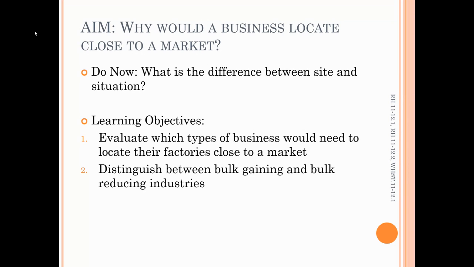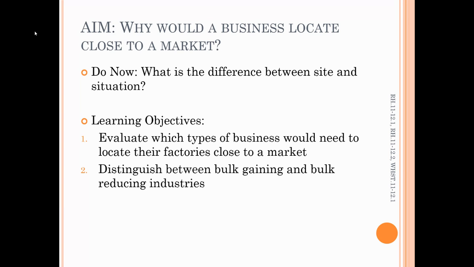And we're really going to be looking at which type of businesses would need to locate their factories close to a market. A market is, again, just an area where you're going to sell your product. And really how we're going to do this is we're going to distinguish between bulk gaining and bulk reducing industries.